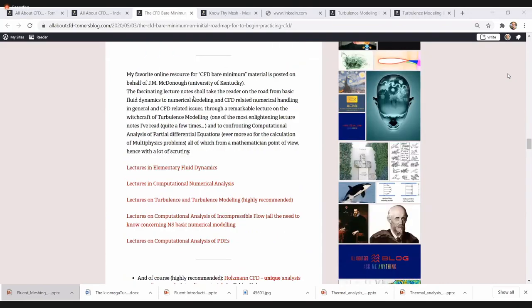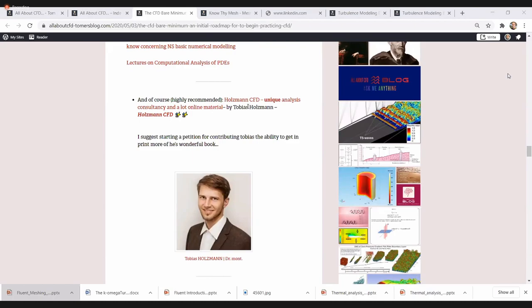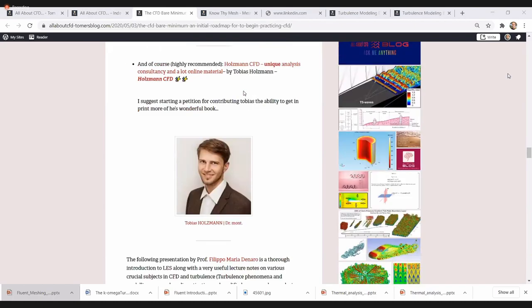Then there's the McDonough series from the University of Kentucky. I highly recommend, for any one of you, reading the lectures on turbulence and turbulence modeling. He has the point of view of a mathematician, and it's really interesting to get a different point of view on all the pitfalls that a statistical approach to deterministic equations like Navier-Stokes puts in front of us.